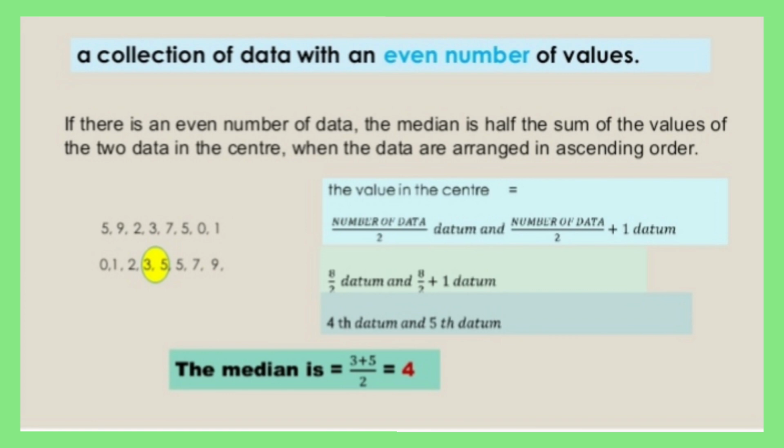The values in the center are the number of data divided by 2 datum and the number of data divided by 2 plus 1 datum. Considering this data set, that is 8 over 2 datum and 8 over 2 plus 1 datum, the 4th datum and 5th datum. The fourth value here is 3 and the fifth value is 5. So, the median is equal to 3 plus 5 divided by 2, which is 8 divided by 2, equal to 4.